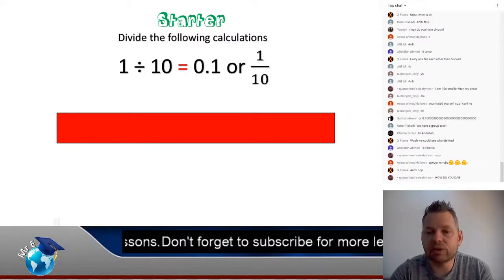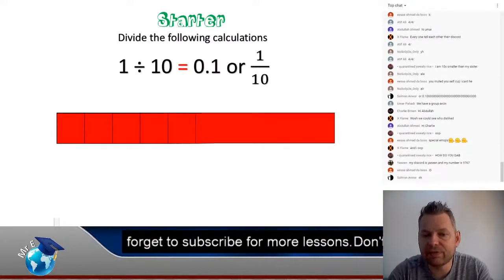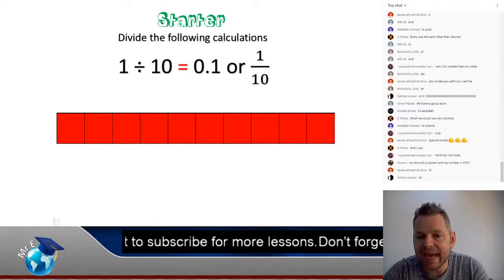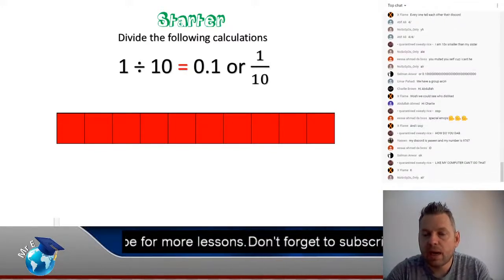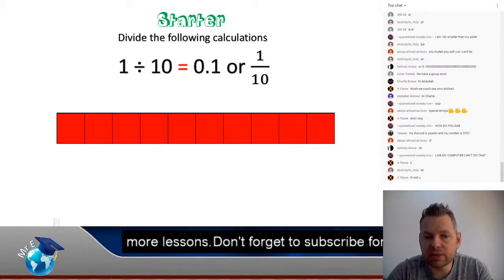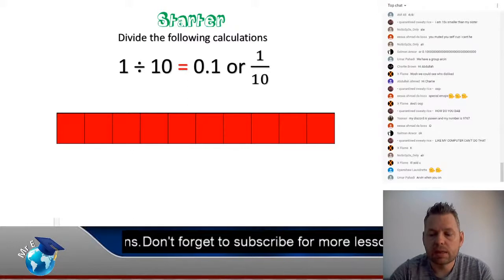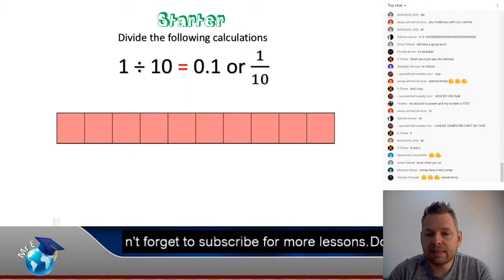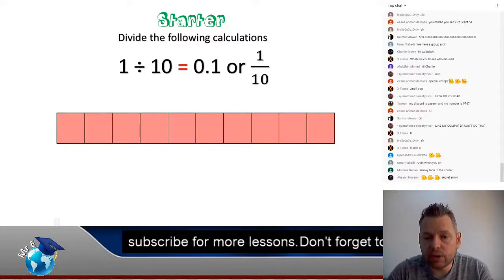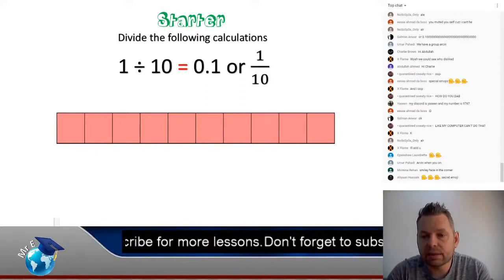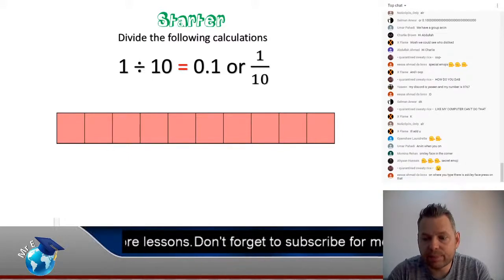But then I decide I'm going to split it. I'm dividing my 1 between 10 different people. So I'll split it into 10 equal parts. I've now got 10 equal parts. My 1 hasn't changed. I've still got 1 whole, in 10 equal parts. That means that each one of these parts is worth 1/10.